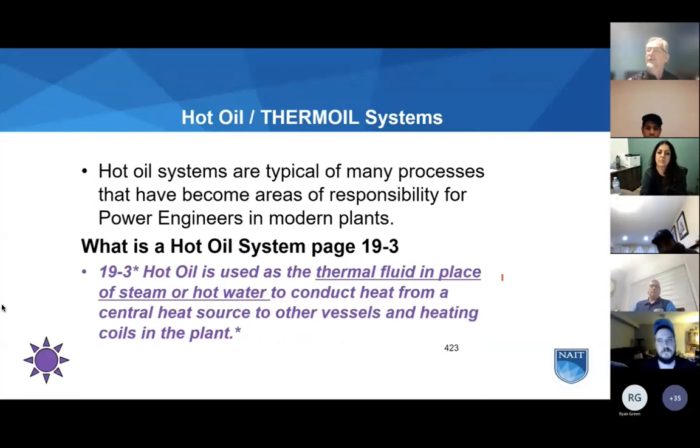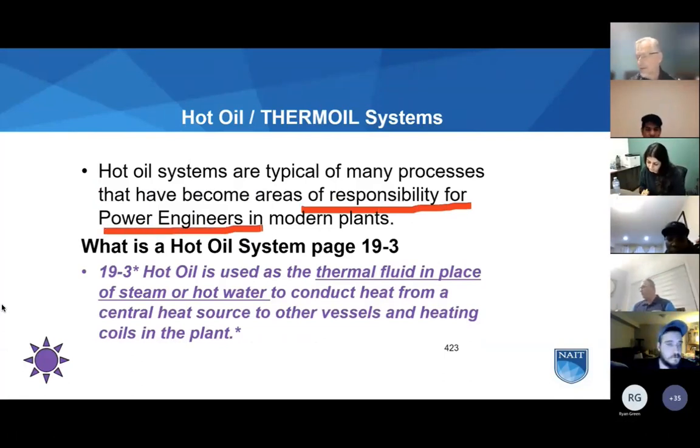Thermoil systems, hot oil systems, are typical areas of responsibility for power engineers. And these are hot and dangerous systems. So hot things get under our control, and we'll describe them and look at some problems with them, and then that'll be the end of our night.